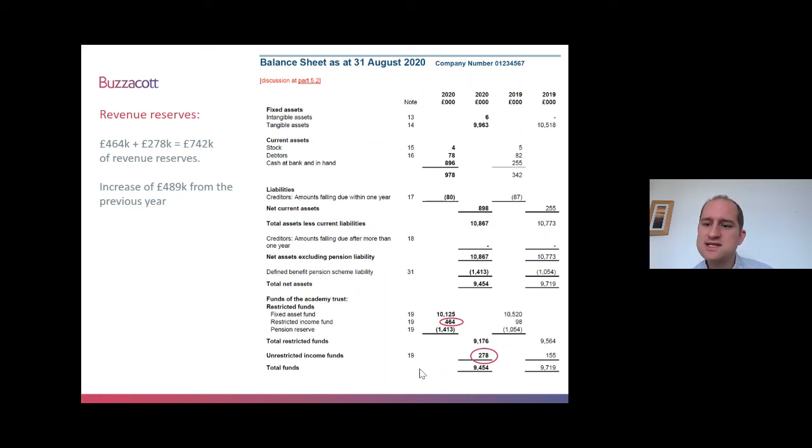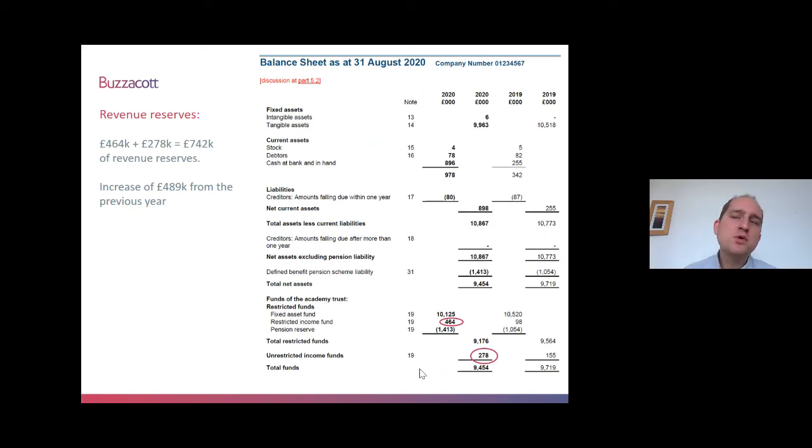If you were Coketown in 2019, you might think finances are getting very tight. You've really got to watch out here, because there's only just over 250,000 of funds, which is quite tight in relation to the size of the trust. However, in this year, the movement on those funds is 489,000, a big increase in revenue reserves in the year. So in this fictitious Coketown example, they've had an extremely good year and made a big surplus on the revenue funds, which has put it in a much stronger financial position of 742,000.